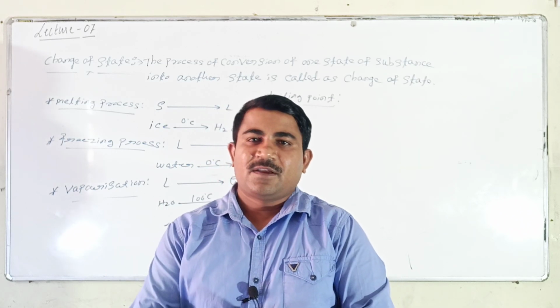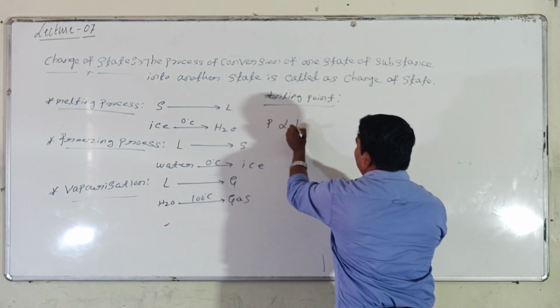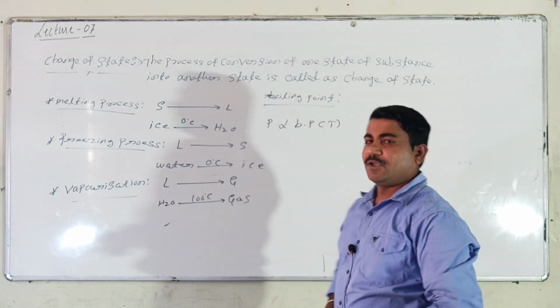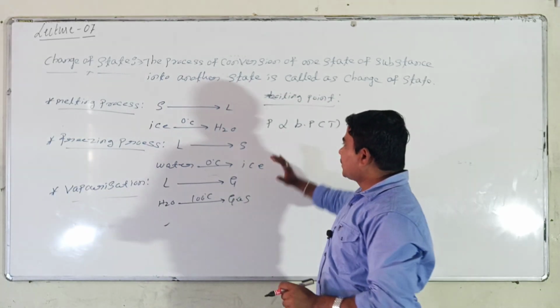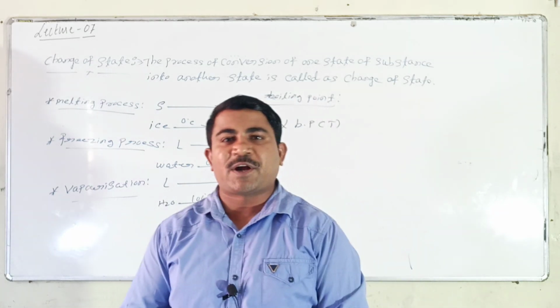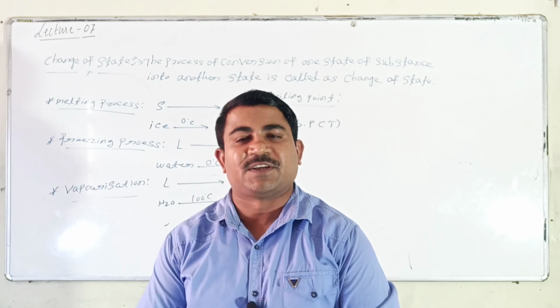See here, what I am saying, the pressure is directly proportional to boiling point, meaning temperature. This is one of the reasons on which your pressure cooker works. In a pressure cooker, what happens? The more the pressure, the temperature increases, hence the boiling point also increases.